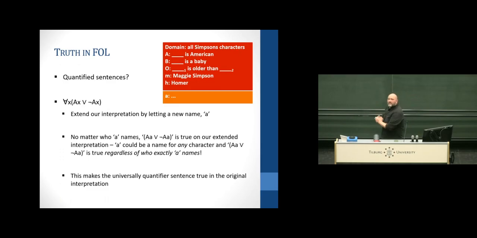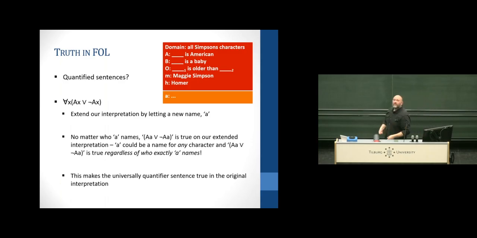So remember, this sentence basically said, hey, everything in the domain is either American or not. Well, okay, we're going to do the same process of building an extension on our interpretation. We're going to do something kind of dirty. We're going to add a name that doesn't stand for any particular individual. In fact, it's going to stand for every individual. It's basically a name that stands for everyone.